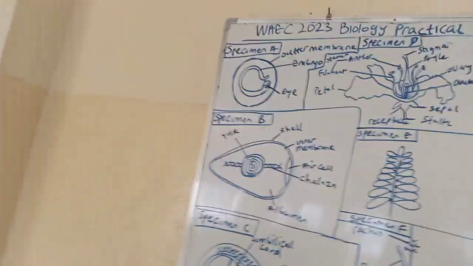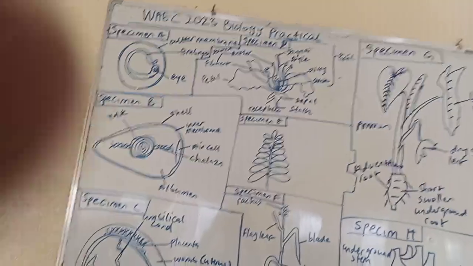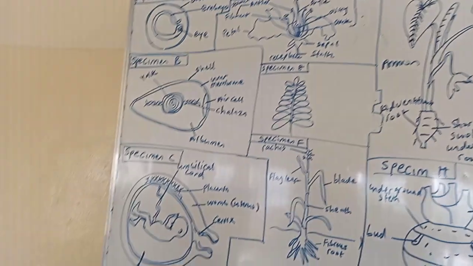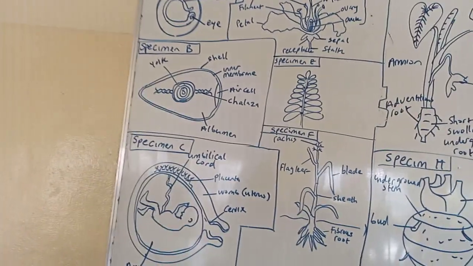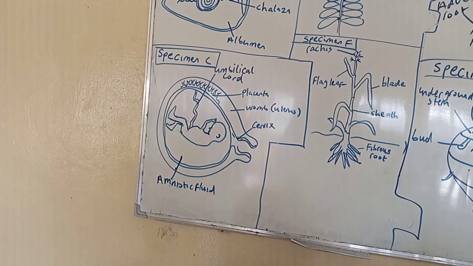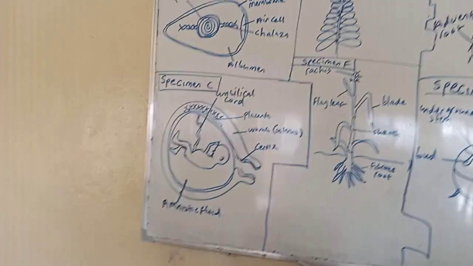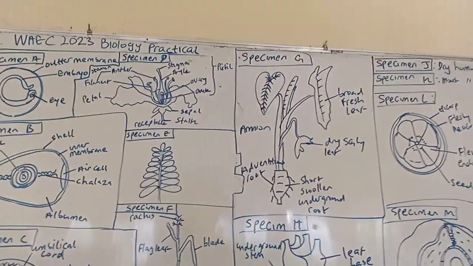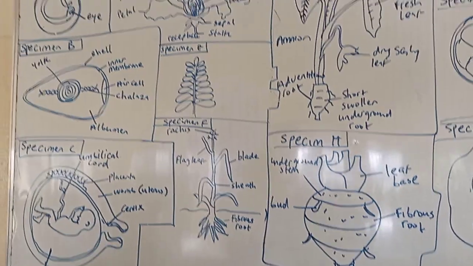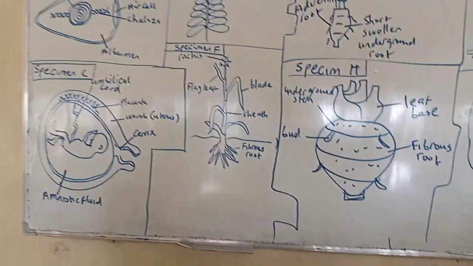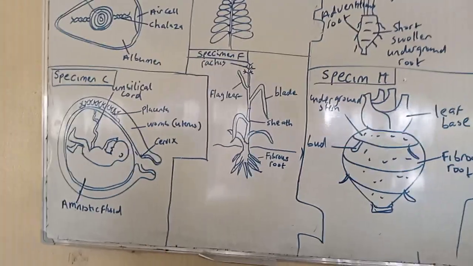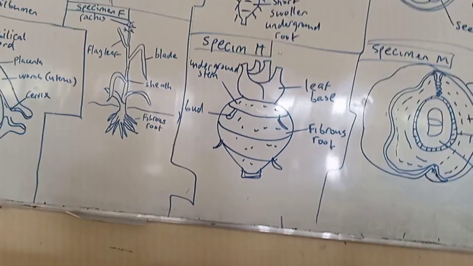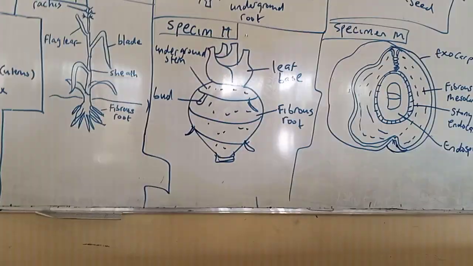So we have specimen A, a matured fresh egg of a catfish. Specimen B, the mature egg of a domestic fowl. Specimen C, the uterus containing fetus. Specimen D, the longitudinal section of ovary of Pride of Barbados. Specimen E, the leaf of Pride of Barbados. Specimen F, the Guinea grass whole plant. Specimen G, Cocoyam whole plant. And specimen H, the culm of Cocoyam.